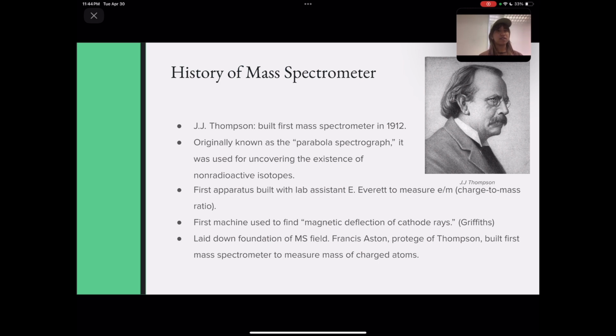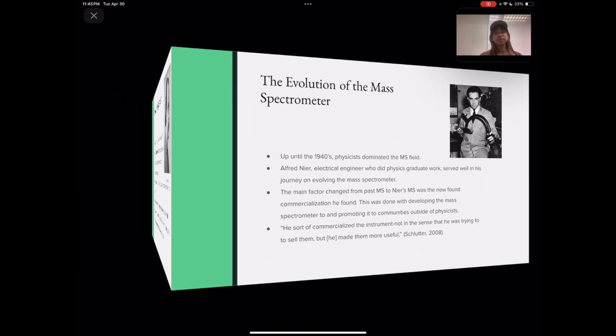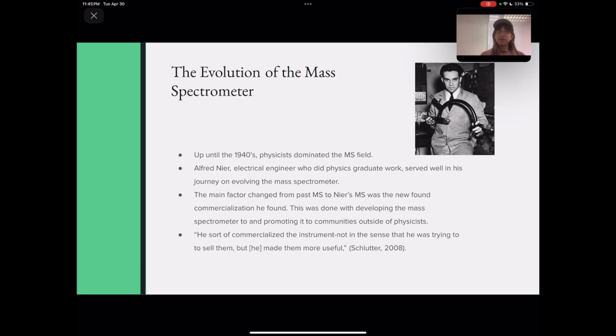The first machine was used to find magnetic deflection of cathode rays, as quoted by Griffiths. This laid out the foundation of the MS field, and Francis Aston, who was a protege of Thomson, built the next first mass spectrometer that actually measured the mass of charged atoms as a whole.